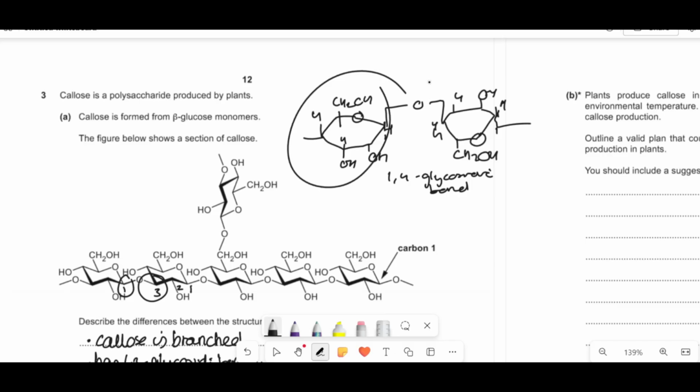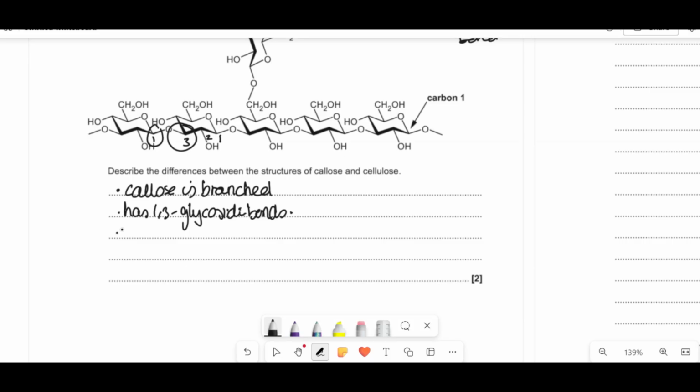Can you see how in this cellulose, this is up, this is up, this is down? Can you see they're rotated? Here, they're all in the same orientation. So all beta-glucose monomers are in the same orientation. So there you go. Those are the ones that I would say.